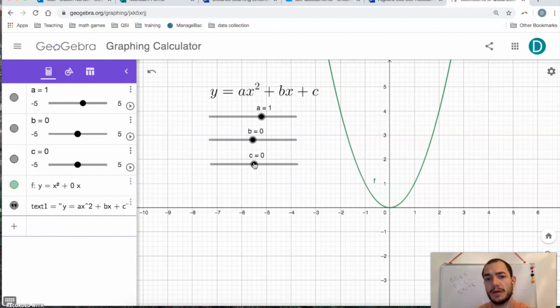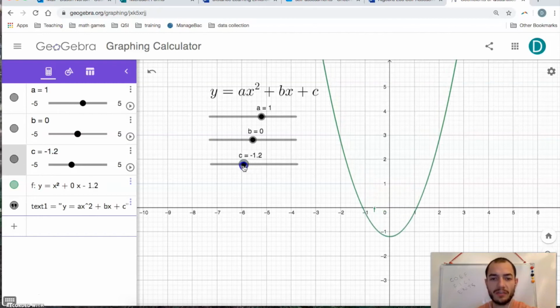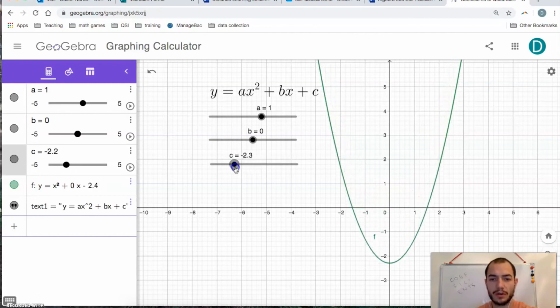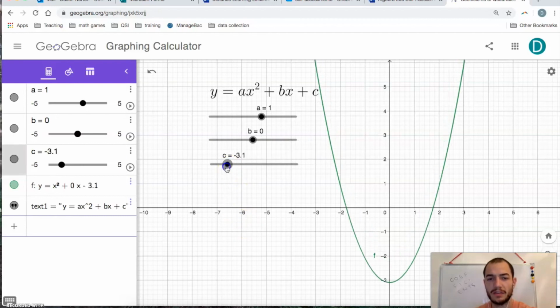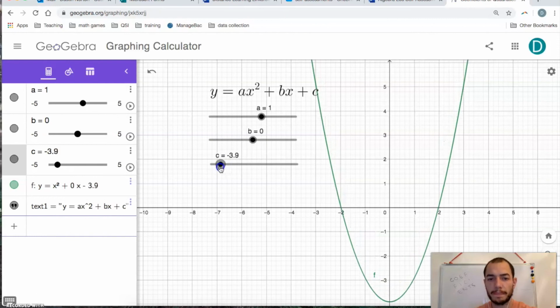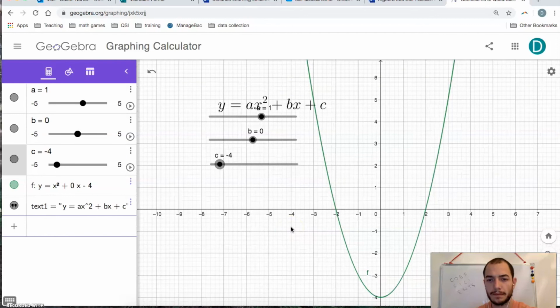Okay, here I go. I'm going to start by decreasing c. So I'm going to make it go negative. So for example, if c is -2, the graph looks like this. If c is -4, the graph is like this.